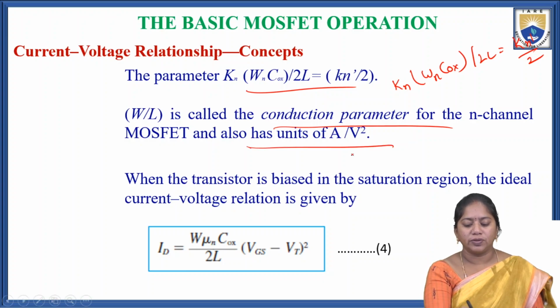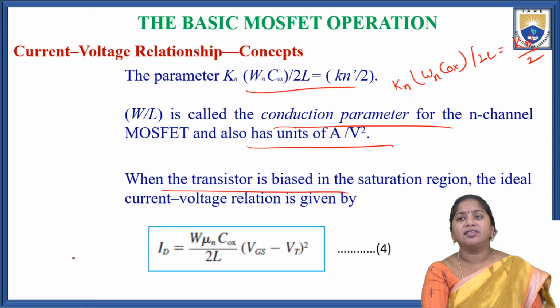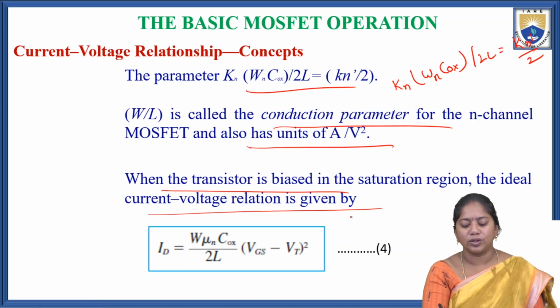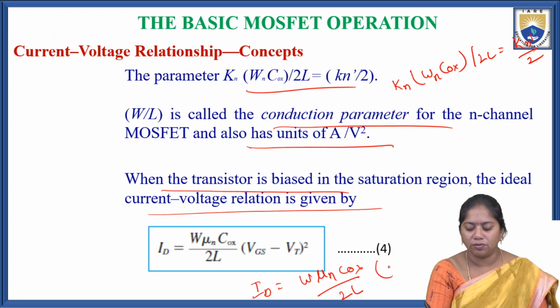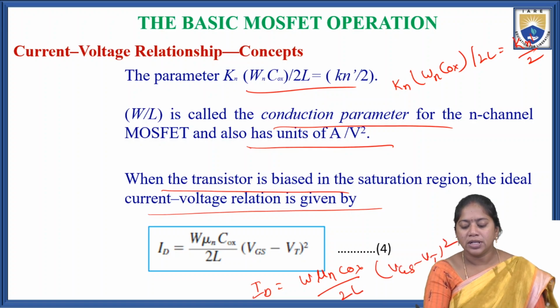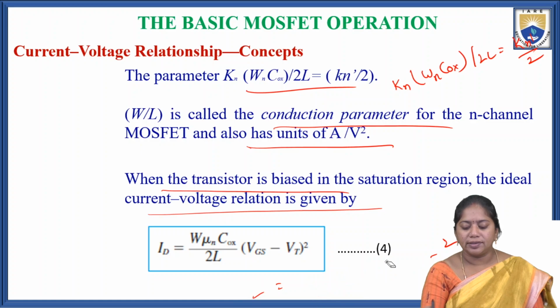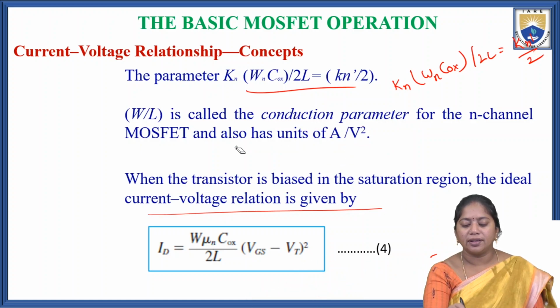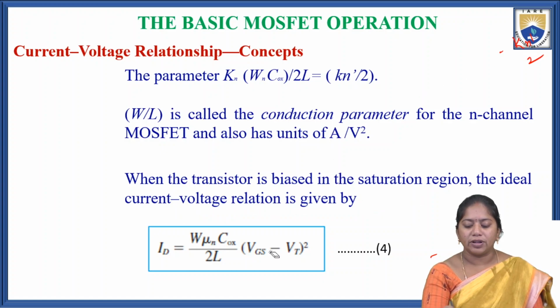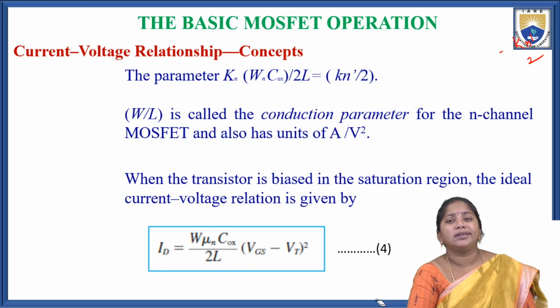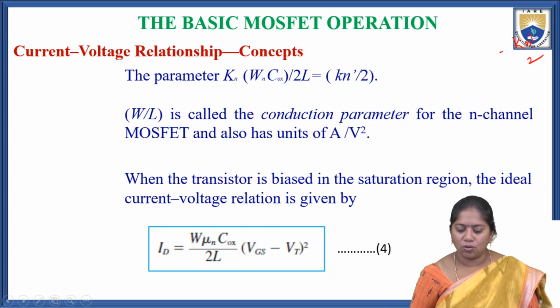per volt squared. When the transistor is biased in the saturation region, the ideal current voltage relation is given by ID equal to W into mu n into Cox by 2L into (VGS minus VT) whole square. That is equation 4. So when the transistor is biased in the saturation region, the ideal drain current is given by ID equal to W into mu n into Cox divided by 2L into (VGS minus VT) whole square.